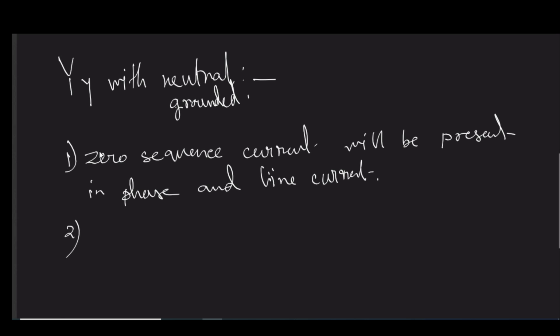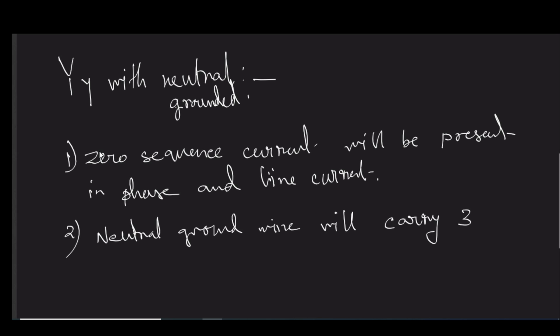In addition, that neutral wire or neutral ground wire will carry 3 times the zero sequence current. Here, due to the presence of zero sequence current, your magnetizing current is non-sinusoidal or peaky.